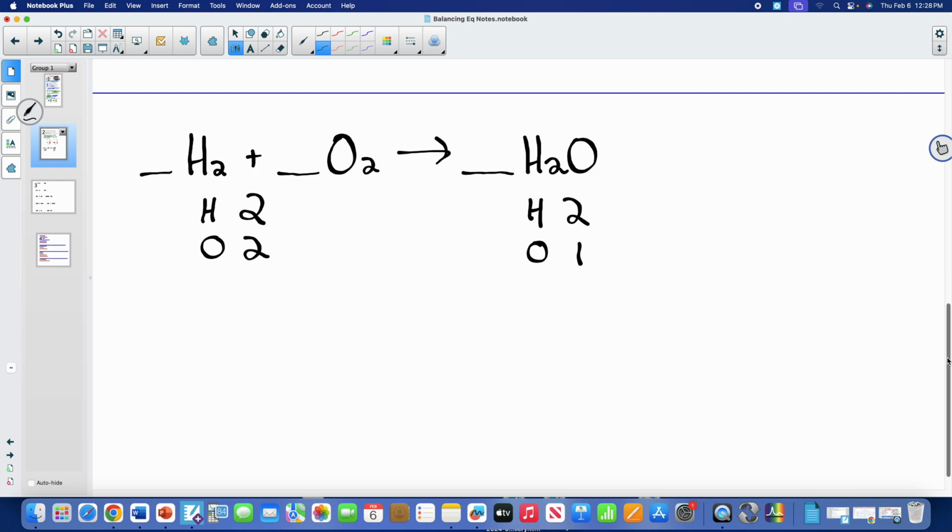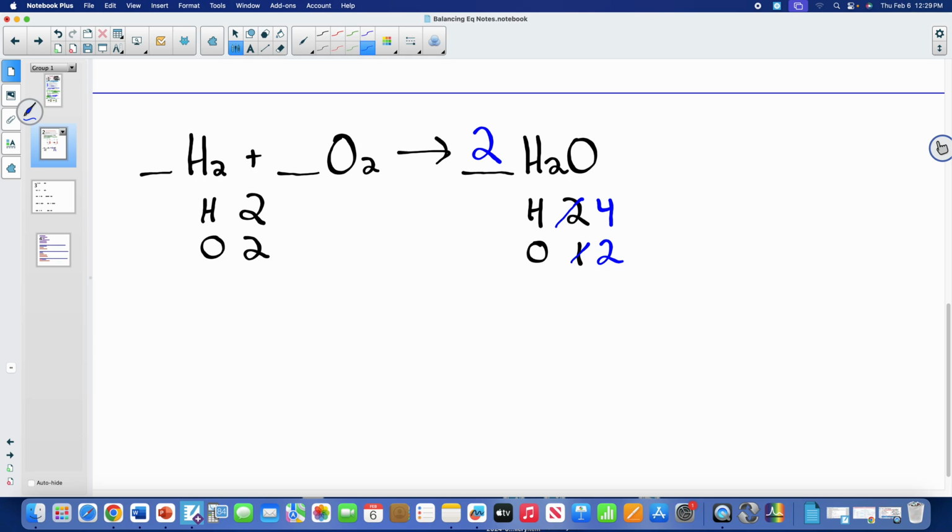what element is out of balance? Oxygen, right? I don't have enough oxygens on this side. So what coefficient can I put here to balance my oxygen? 2, right? So let's start with that. Okay, so now I have 2 times 2 hydrogen, which is 4, and 2 times 1 oxygen, 2.